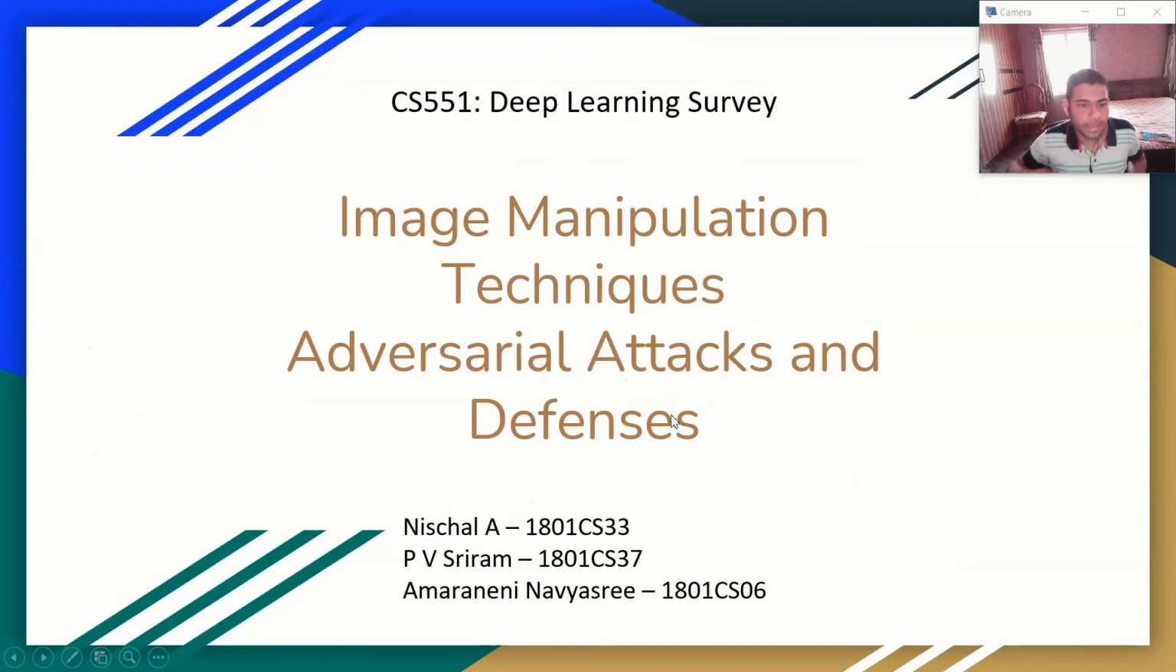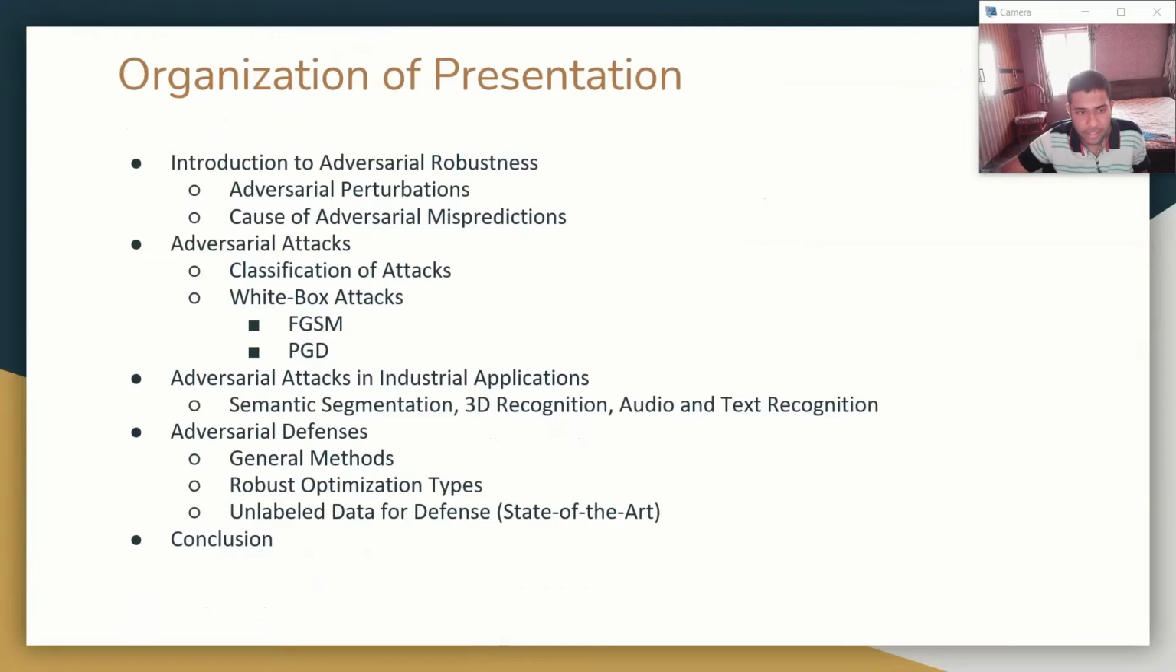Hi everyone, my name is Nischal. My roll number is 1801 CS33. My team has two of my friends, PV Sriram, whose roll number is 1801 CS37, and Navyasree, whose roll number is 1801 CS06. Our deep learning survey project is on image manipulation techniques, adversarial attacks, and defenses.